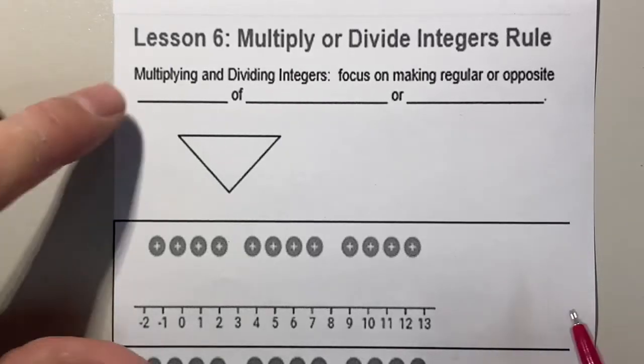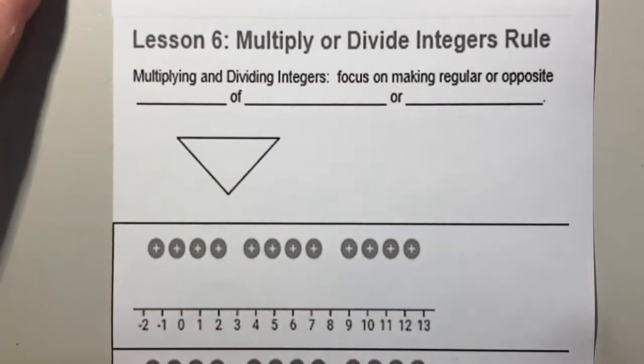This is Mr. Elmhorst with Lesson 6, multiplying or dividing integers rules.